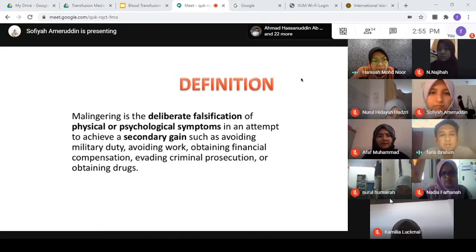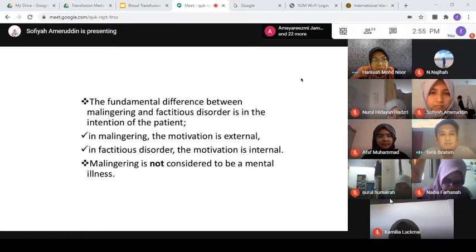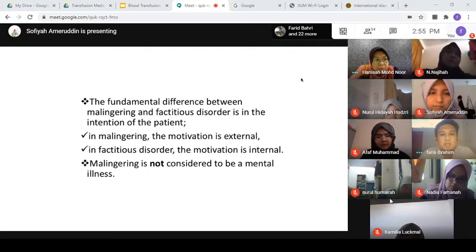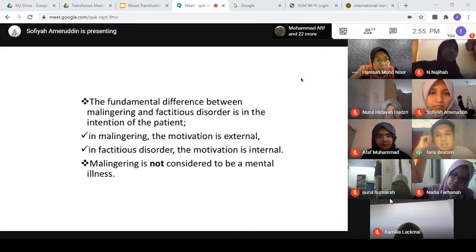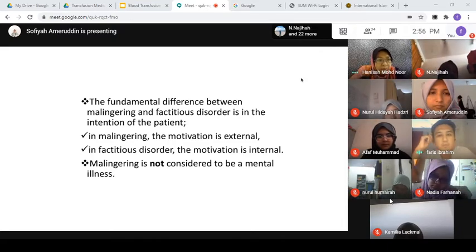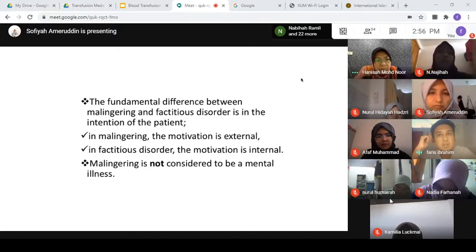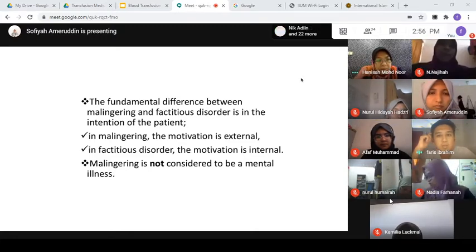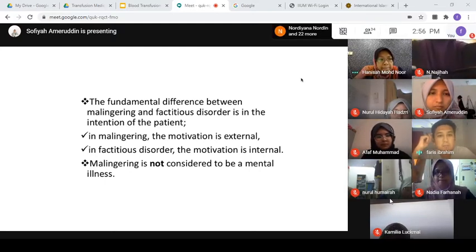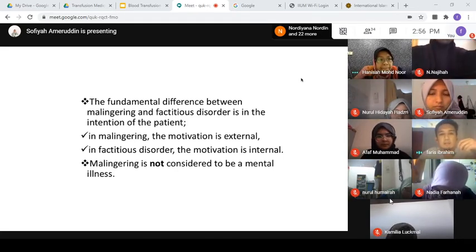Now, moving on to the next slide. There are a few fundamental differences that differentiate between malingering and factitious disorder, which are based on the intentions of the patient. As I said before, in malingering the motivation is external. They want to get the money, they want to evade doing any work. But in factitious disorder, the motivation is internal, meaning that they want to get sympathy from other persons. They want to be sick, want to be hospitalized without any significant reasons. And the point to differentiate between the two is that malingering is not considered a mental illness, whereas factitious disorder is considered a mental illness.